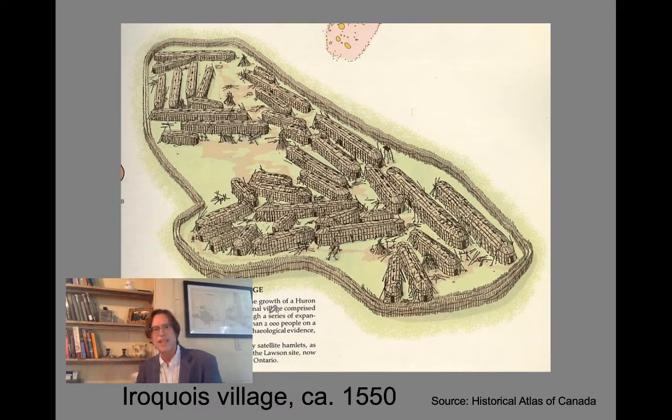You've probably seen illustrations like this before, but they lived in substantial villages, longhouse villages. Some of these houses would hold 200-300 people. These are quite substantial villages. These are palisaded for defensive purposes. And they would have strong, effective military trading communities based here.